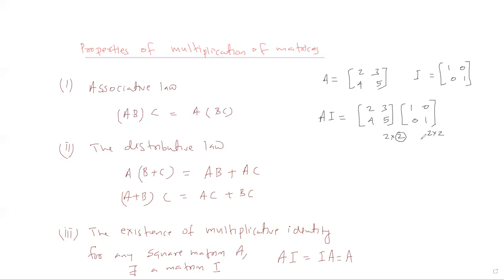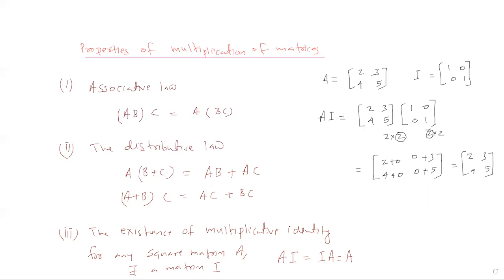Number of columns of first matrix is 2, number of rows of second matrix is 2. That means you can multiply. First row into first column, 2 into 1, plus 3 into 0. First row into second column, 2 into 0, plus 3 into 1. Second row into first column, 4 into 1, plus 5 into 0. Second row into second column, 4 into 0, plus 5 into 1. So आपको मिलेगा 2 3 4 5.